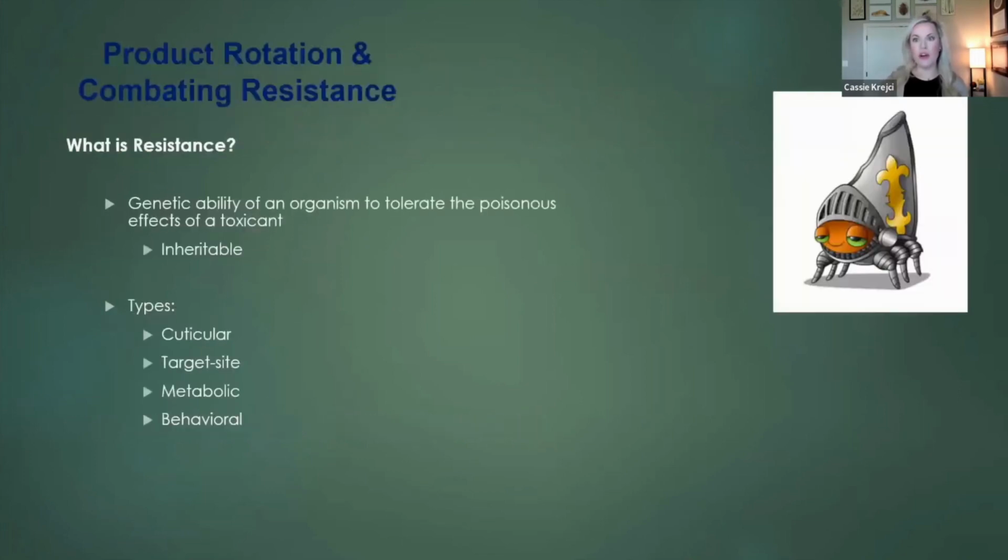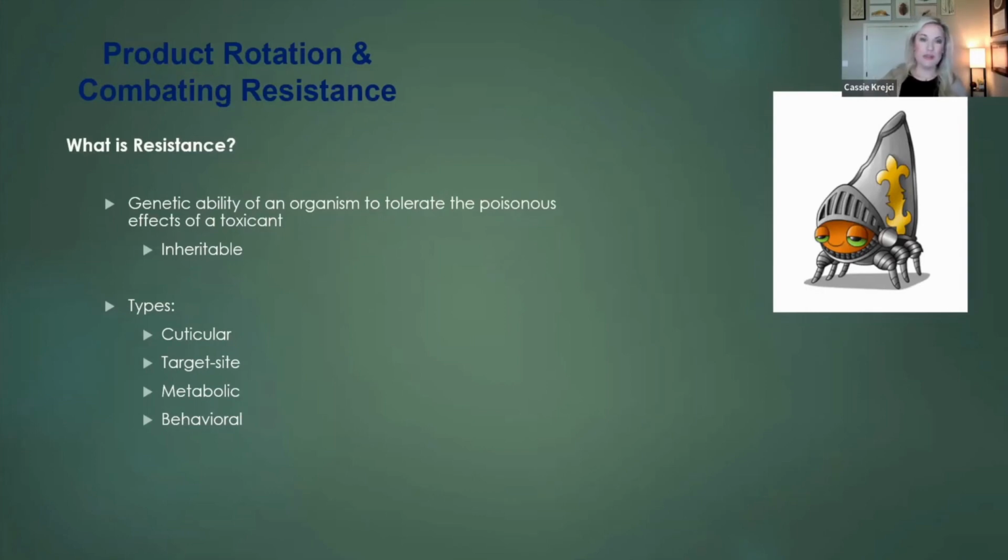On that resistance note, I wanted to do a quick touch base on what is resistance. Resistance is the genetic ability of an organism, of an insect, to tolerate the poisonous effects of a toxicant like an insecticide. Because insects are our strategists, meaning they breed and have numerous populations in a very short amount of time with a lot of individuals, they're able to pass that information along from generation to generation very quickly. Information on how to resist the toxic effects of these insecticides is inheritable.